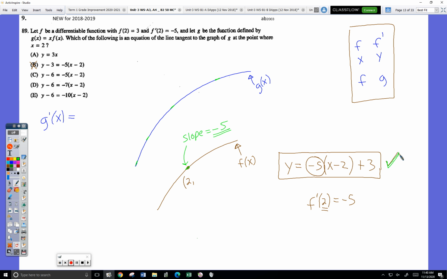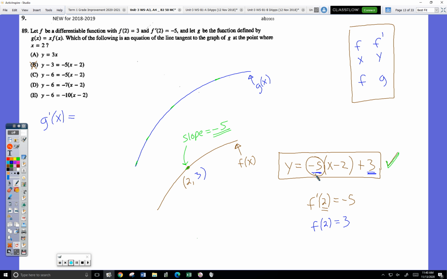Mia? It's the line tangent to the graph of f at x equals 2. Perfect. Because the 3 right here comes from the clue that said f of 2 is 3. So on the graph of f, at an x-coordinate of 2, the y-coordinate is 3. So that's where this came from.